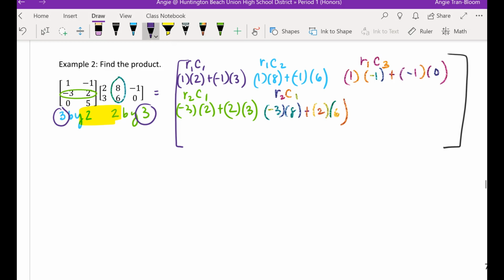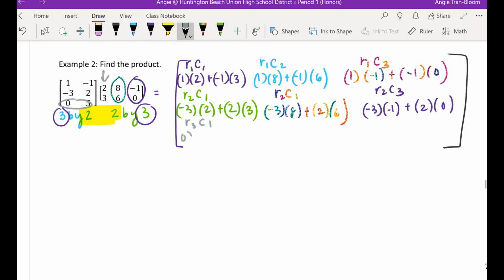And the next one I want to do is row 2, column 3. This is column 3 right here. So we're going to do negative 3 times negative 1 plus 2 times 0. So those are all of the ones that I want to multiply. Now one more. Next, row 3, column 1. Row 3, let me erase what I had before. Here's row 3. Column 1 is that guy. So 0 times 2 plus 5 times 3.